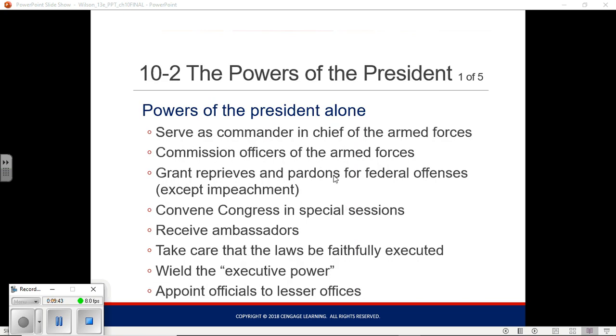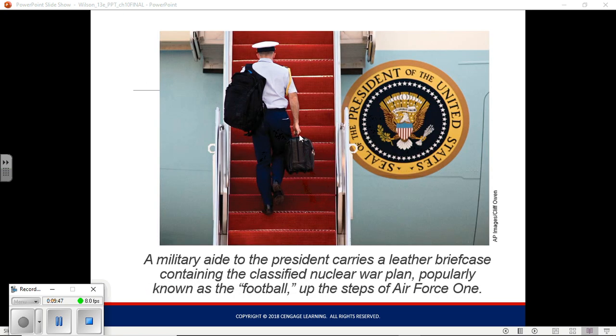Going back to that original commander-in-chief, and this was the picture in your book that I said we get back to, this is the young man who is carrying the football. This is the briefcase that carries all of the information for nuclear war. It contains all of the scenarios, all of the launch codes, everything. It's called the football. If you ever hear someone talk about the nuclear football, they are referring to this briefcase.